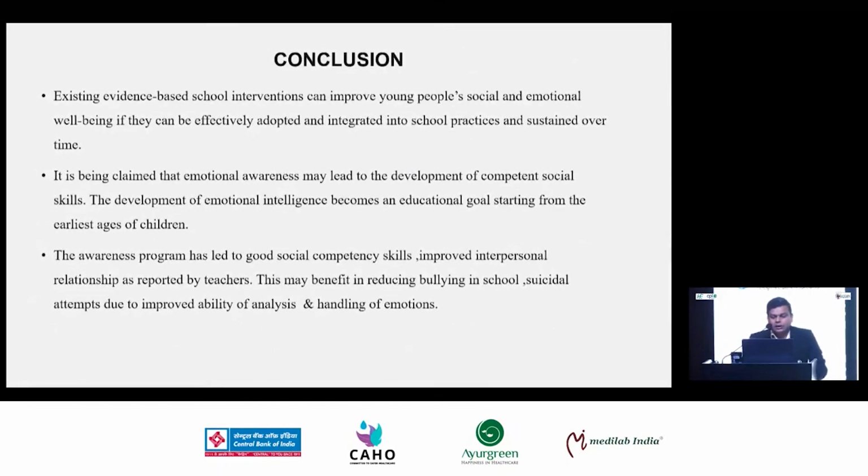Conclusion: existing evidence-based school interventions can improve young people's social and emotional well-being if they can be effectively adopted and integrated in school practices and sustained over time. It is being claimed that emotional awareness may lead to the development of a component of social skills. The development of emotional intelligence becomes an educational goal starting from the earlier stages of childhood.